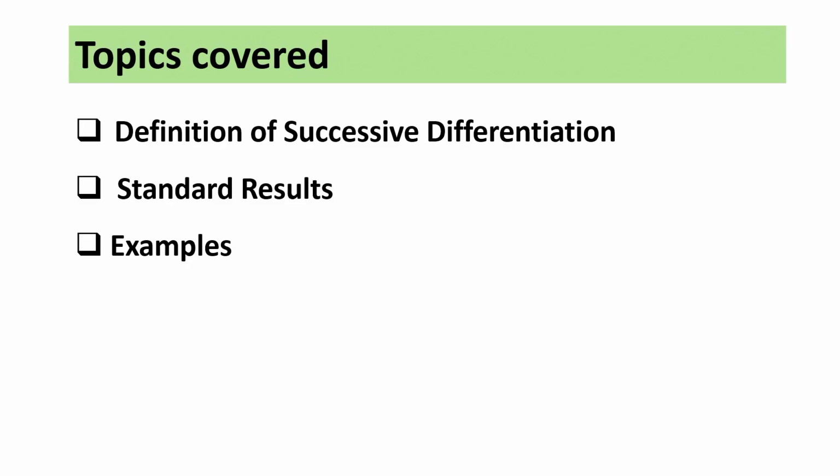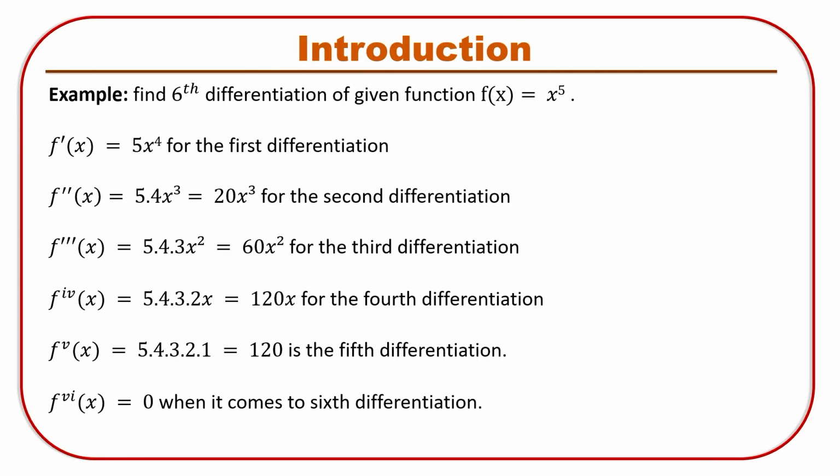So, we will start with the definition of successive differentiation, then some standard results, and then some exercises. We start with a problem in which a function is given: find the sixth derivative of the function f(x) equal to x to the power 5. The function is given and you need to find the sixth derivative.